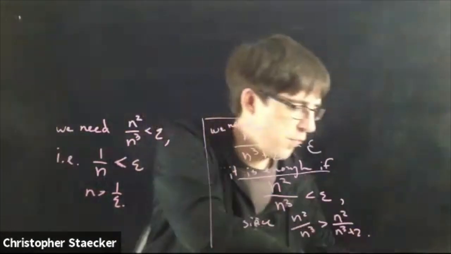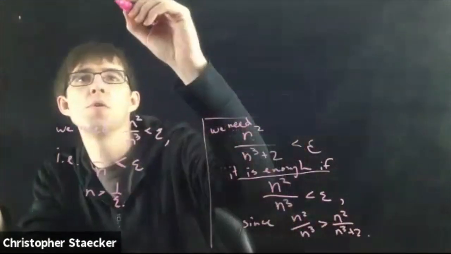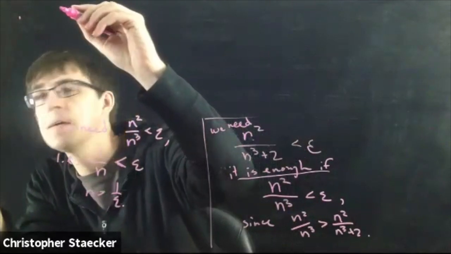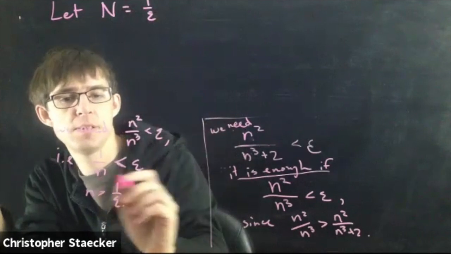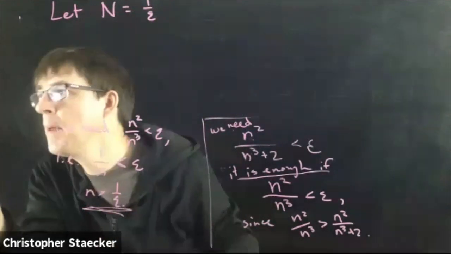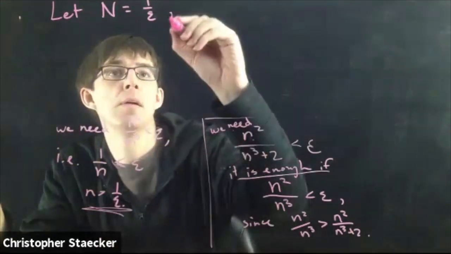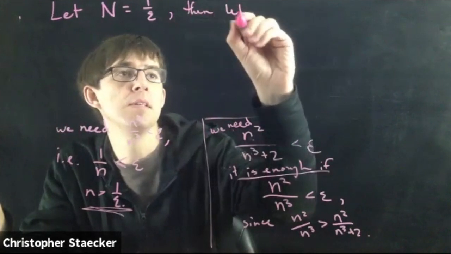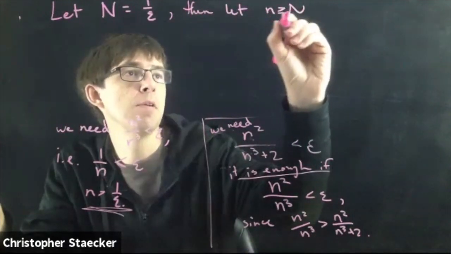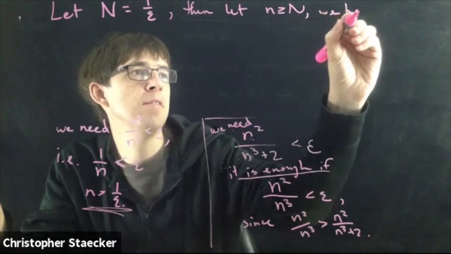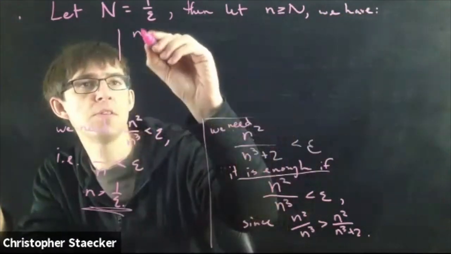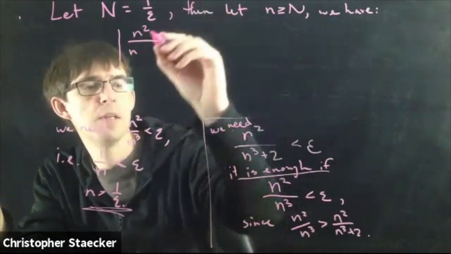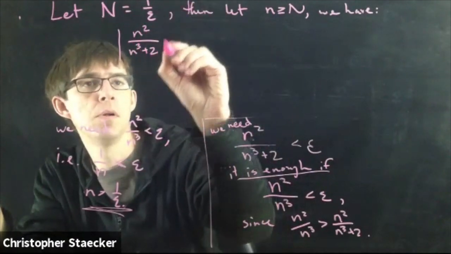I'll write out the third part, the prestige. So we say let the big N equal 1 over epsilon. That's because of this, right? And then I say let the little n be greater or equal to the big N, and I write out all the stuff. So I begin with what we start with, n squared over n cubed plus 2.